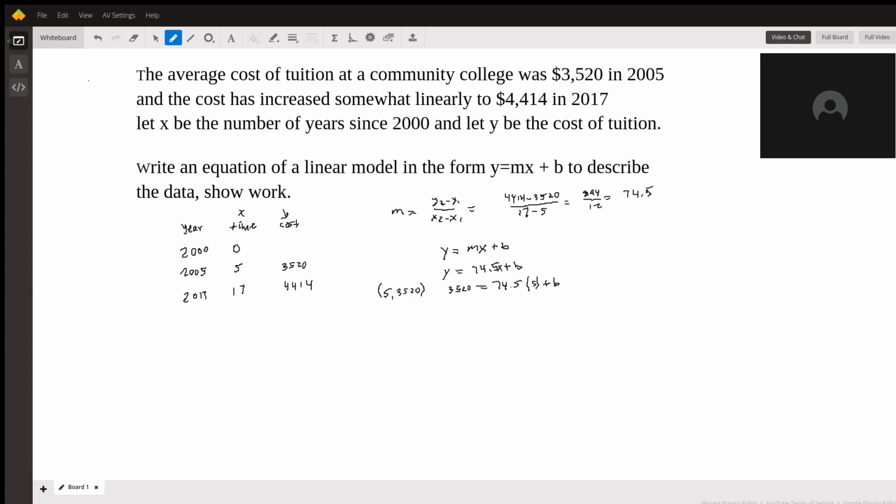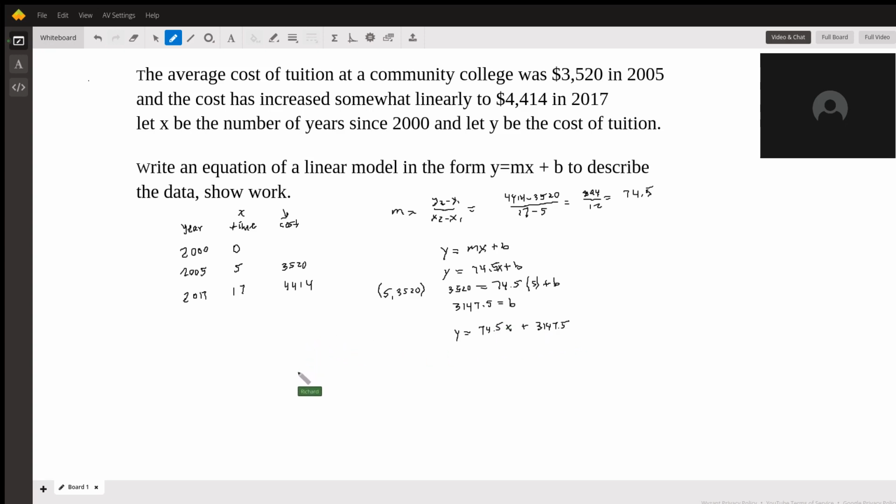So let's see. 74.5 times 5 gives me 372.5, and when I subtract that from 3520, I'm going to get 3147.5 as b. And so my final answer now is y equals 74.5x plus 3147.5.